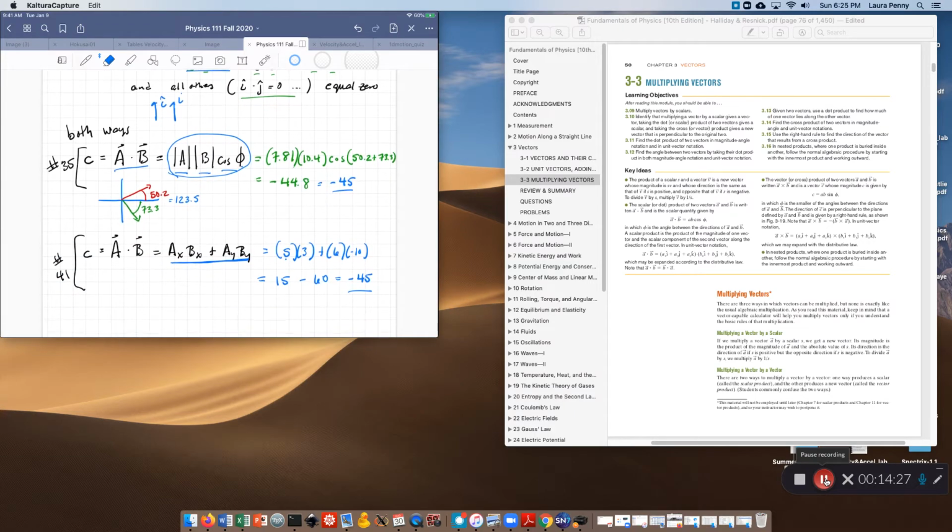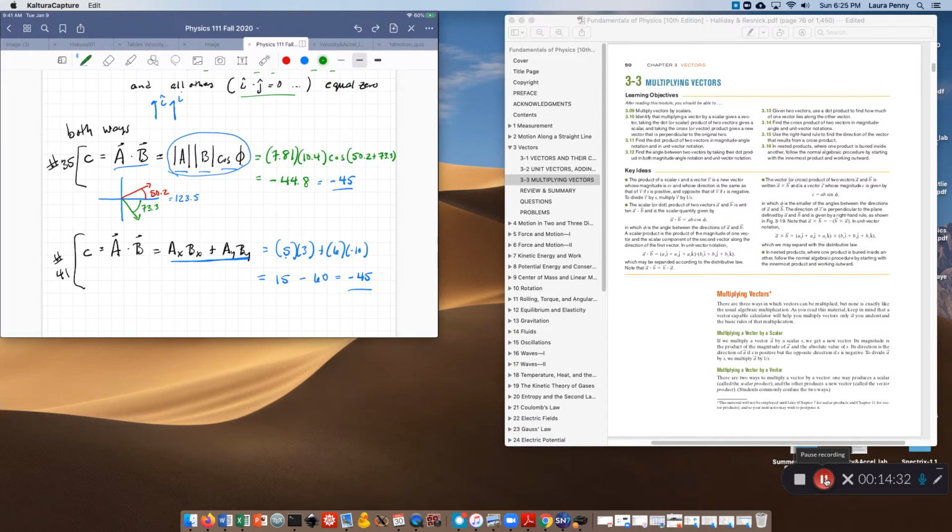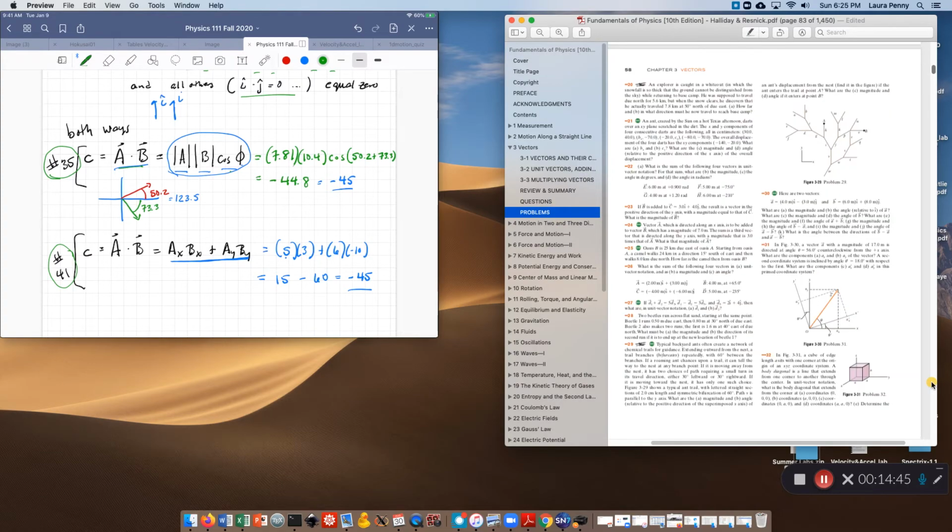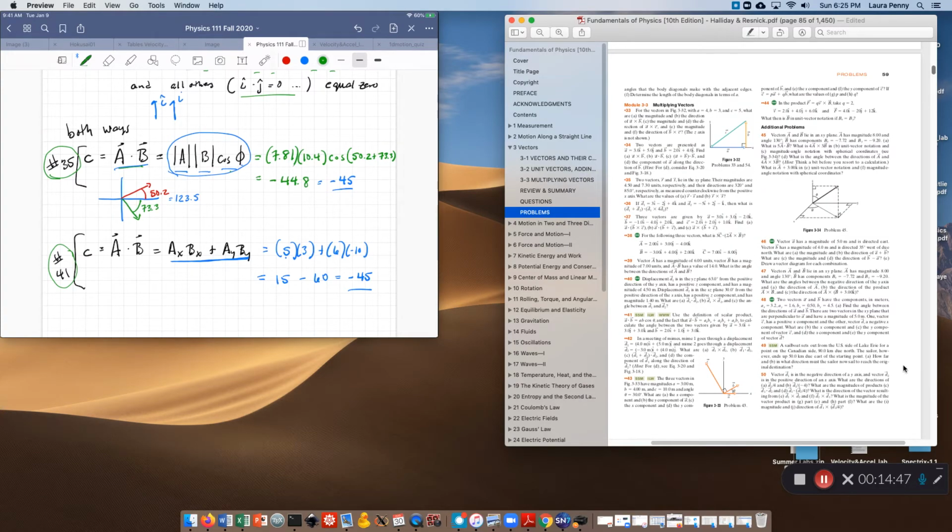So in number 35 that y'all do, you would probably use the magnitudes and angles and the directions, but in number 41, you would do the other. Let's look at those really quickly, and we'll see what we mean by that. Number 35.